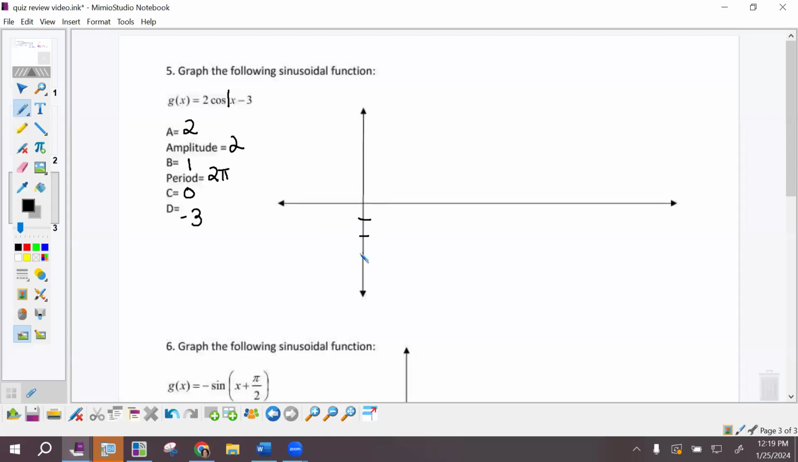And I always start with my Y scale. So our midline is at negative 3. From the midline, I count up my amplitude and down the amplitude to get the maximum and minimum Y values. Since the period is 2 pi and there's no shift, I'm going to put my quadrantals.